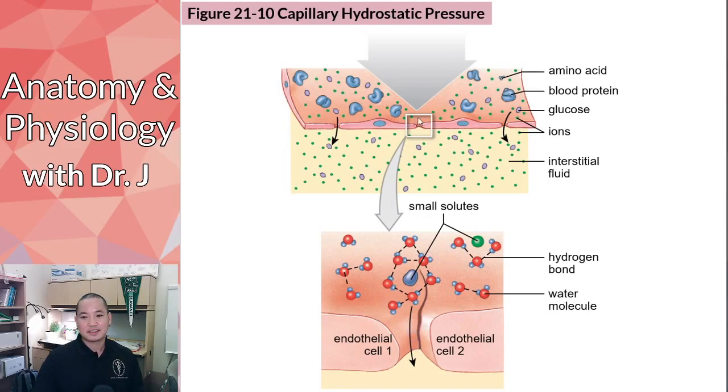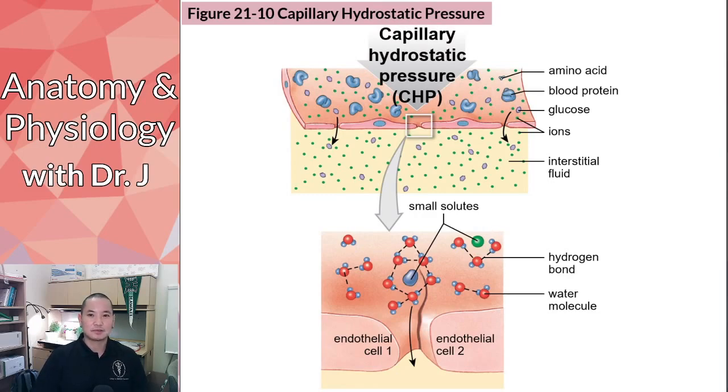But what I'm getting at here is that you can push things from the blood plasma into the interstitial fluids surrounding tissues, or vice versa. So you have a pressure, a force called capillary hydrostatic pressure, or CHP for short. And notice the direction it's pushing. It's pushing from the blood plasma into the interstitial fluid.